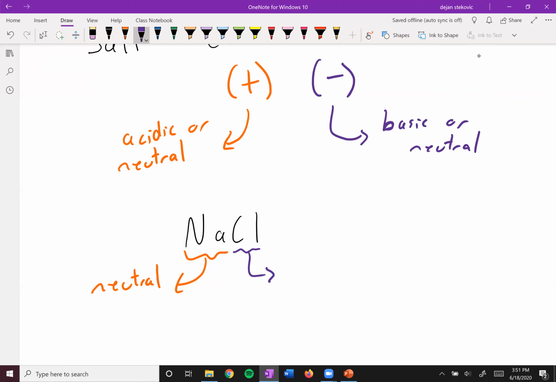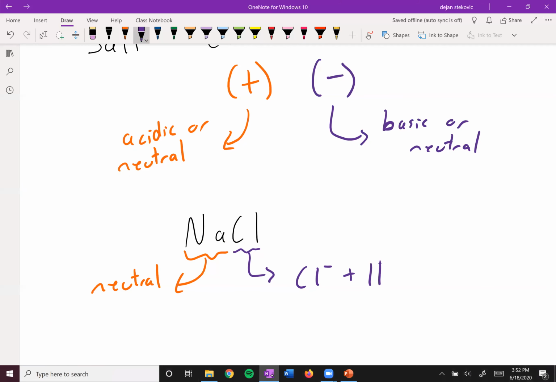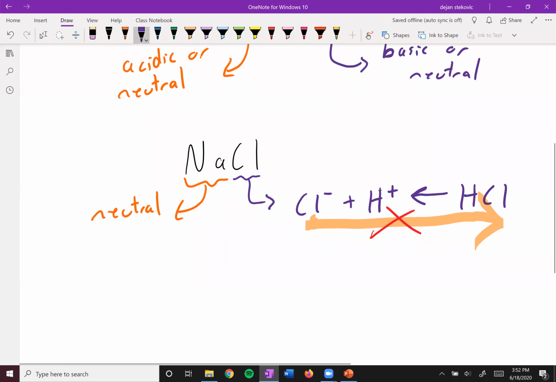What about chloride, though? Chloride is the conjugate base of HCl. So if this chloride gained an H plus, it would form HCl. If we think about HCl, it is a strong acid. So this is a one-way arrow. So we cannot go in this direction, right? We can't go in this direction. So this chloride cannot act as a base. And so this too is neutral.